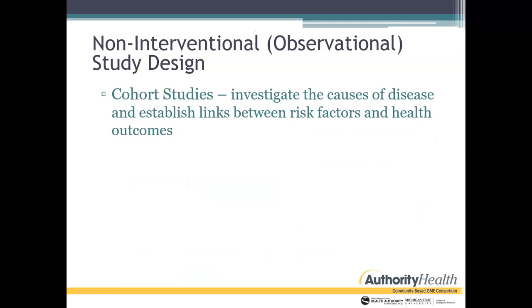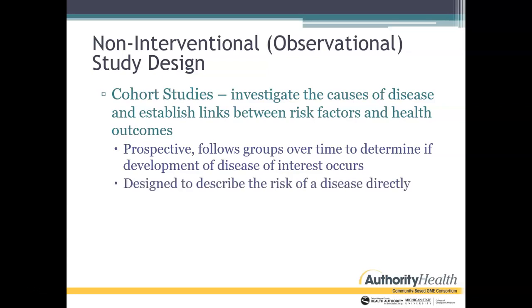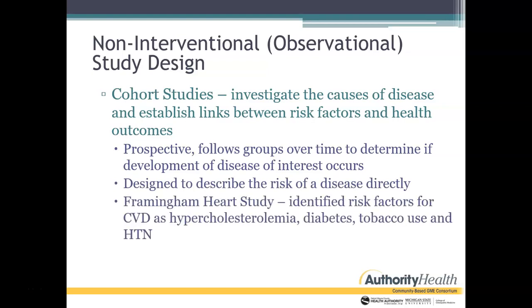Cohort studies, on the other hand, investigate the causes of disease and establish links between risk factors and health outcomes. These are prospective. They follow groups over time to see if the disease of interest occurs. They're designed to describe the risk of a disease directly. One example of a cohort study is the Framingham Heart Study. Now, you guys remember this identified risk factors for coronary vascular disease as high cholesterol, diabetes, tobacco use, and hypertension. So, very important cohort study.